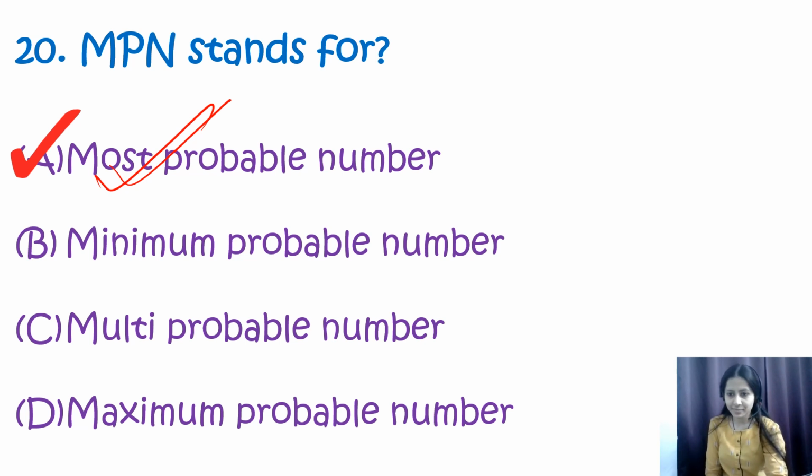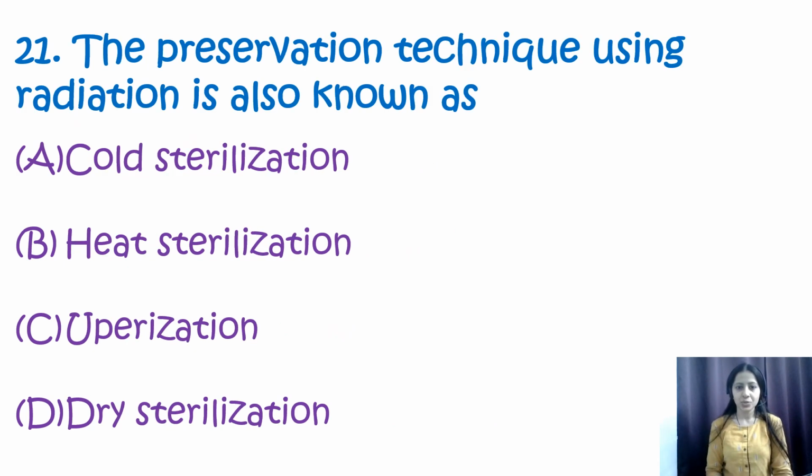So next question, question number 21. The preservation technique using radiation is also known as, options are cold sterilization, heat sterilization, vaporization, or dry sterilization. So over here the preservation technique which uses radiation is cold sterilization. Okay, it is also known as cold sterilization. Option number A is my correct option. So radiations can be such as gamma radiation or electron beams, which can effectively sterilize or reduce the microbial load in the food products without significantly increasing the temperatures.